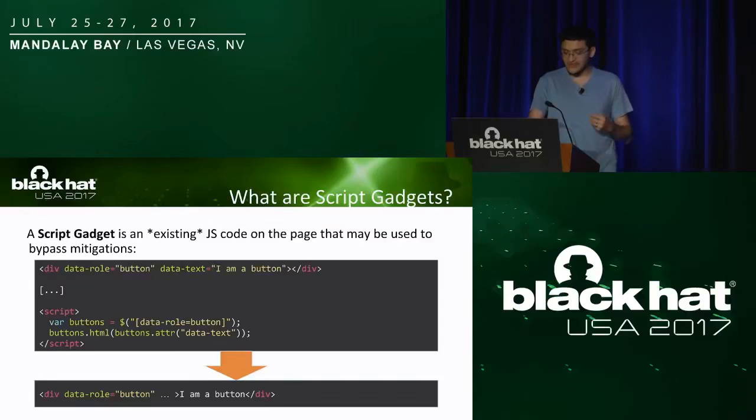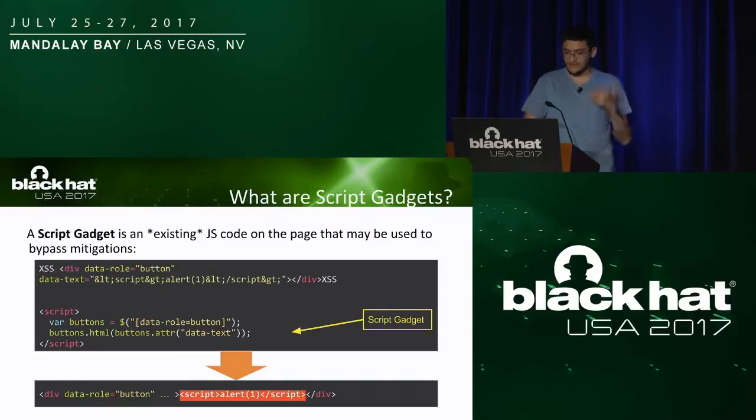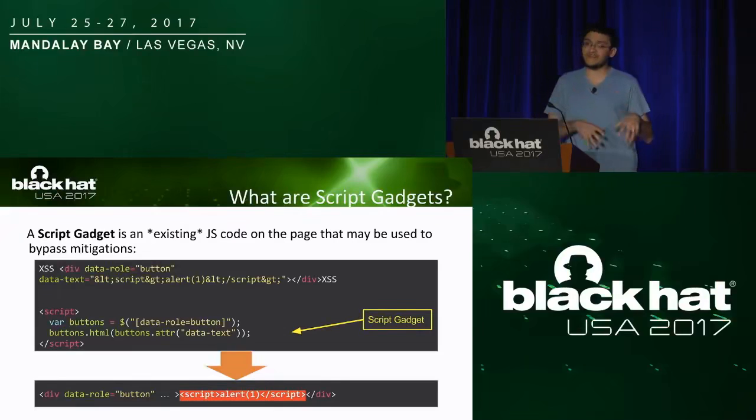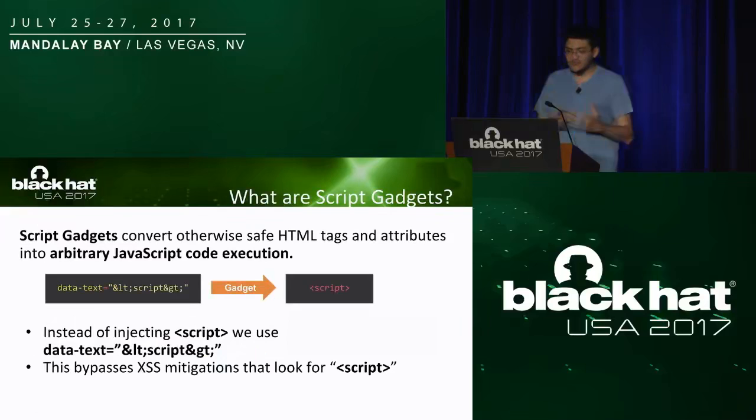So in this case, if you have a mitigation, this is what will happen. Instead of injecting a script, you inject a div that just has a script tag in the data attribute. The sanitizer will just allow it because there's nothing wrong with that. But because there is a snippet of code that activates and executes it, you then have a normal traditional script XSS. To summarize very quickly, they convert the otherwise safe attribute into something active. Instead of injecting a script, which would be detected by all these mitigations, you inject something else, and these bypass XSS mitigations that look for that.